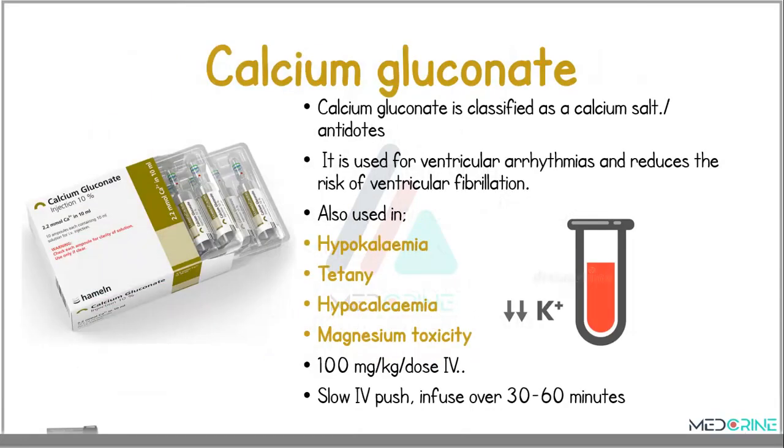Calcium gluconate. Calcium gluconate is classified as a calcium salt, which is an antidote and used for ventricular arrhythmias and reduces the risk of ventricular fibrillation. These are cardiac arrhythmias. It is also used in hyperkalemia or high potassium levels in blood, tetany, hypocalcemia, and magnesium toxicity.